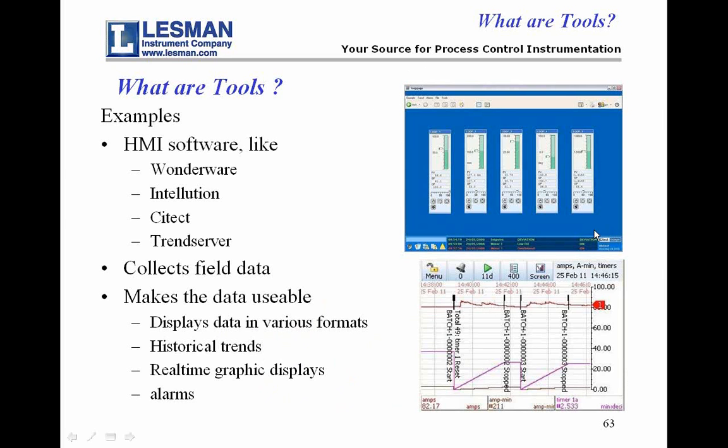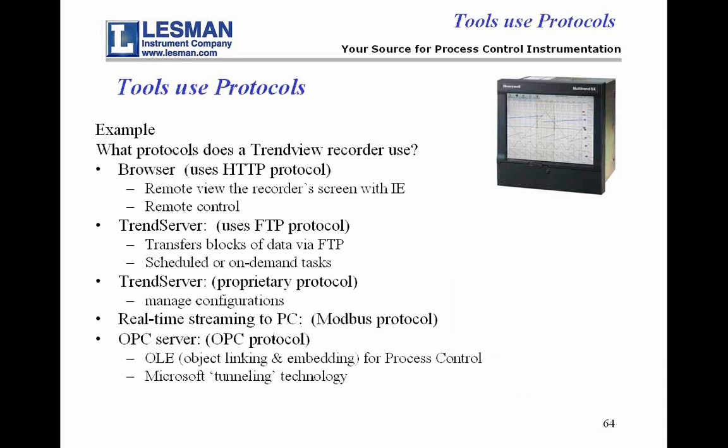We can see that there's a screen up here, a typical HMI screen, where it's showing us a bunch of controllers. The screen on the bottom is from a recorder where we see the trends. We also see some digital data on the bottom and some notations on there that tell us what the batch information is. So the software makes the data from the field usable. We can trend it. We can put it up as real-time graphic displays. We can do alarming. We can allow operators to change the set points out in the field. The software, the tools, handle that portion of it.